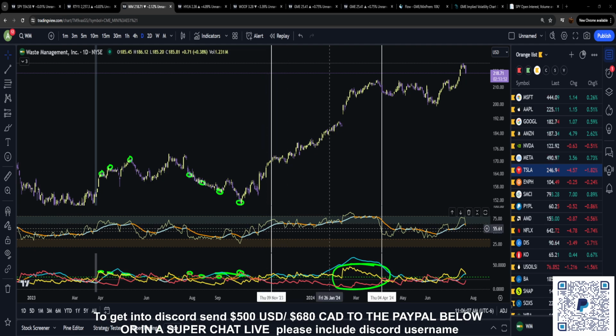And when the RSI stays above the center line, chat, what do we consider that? When the RSI stays above the center line, what do we typically call that?